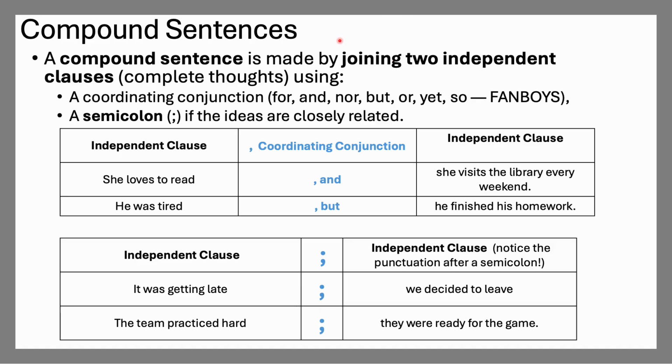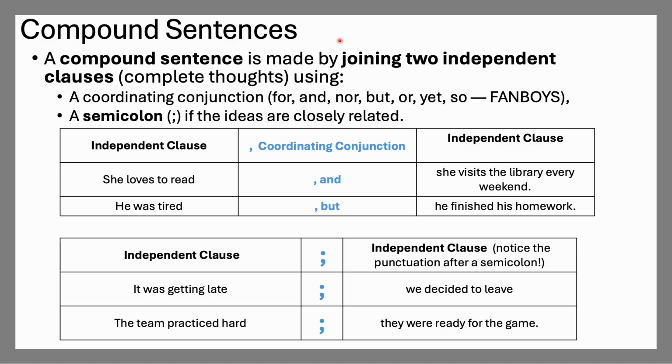The first example of combining sentences is using a compound sentence. A compound sentence is just made by joining two independent clauses, complete thoughts. Remember, independent clause equals complete sentence. So when you have two complete sentences that you want to combine, this is the way you're going to do it.